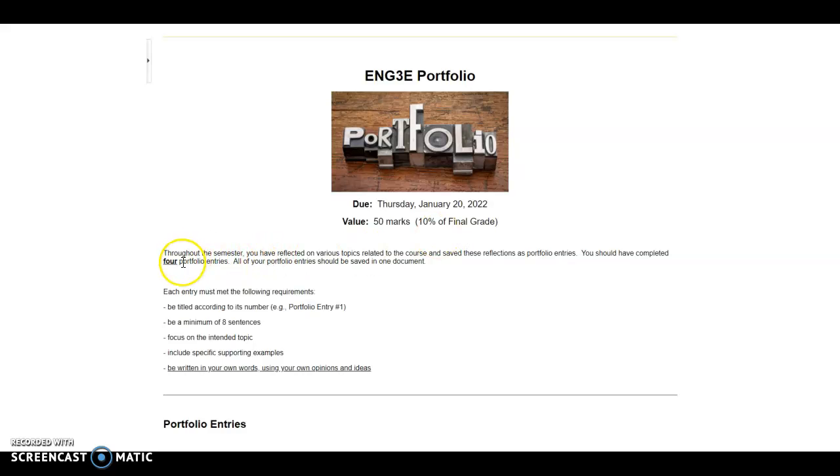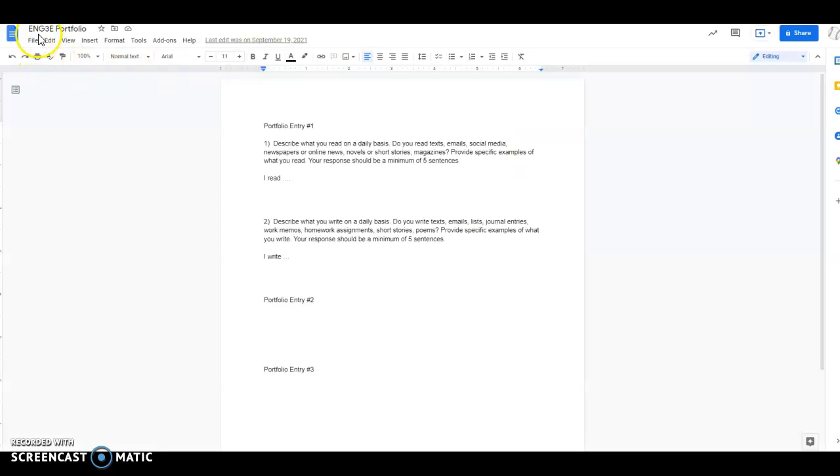It says, throughout the semester you have reflected on various topics related to the course and saved these reflections as portfolio entries. You should have completed 4 portfolio entries. All of your entries should be saved in one document. What I'm hoping that you've done throughout the semester is that you have one document with, for example, ENG3E Portfolio as the title, or it could be called something slightly different if you wanted to. But then within that document, you would have all of your portfolio entries.